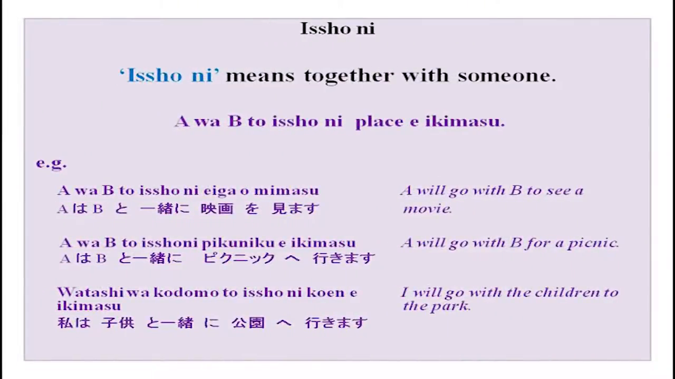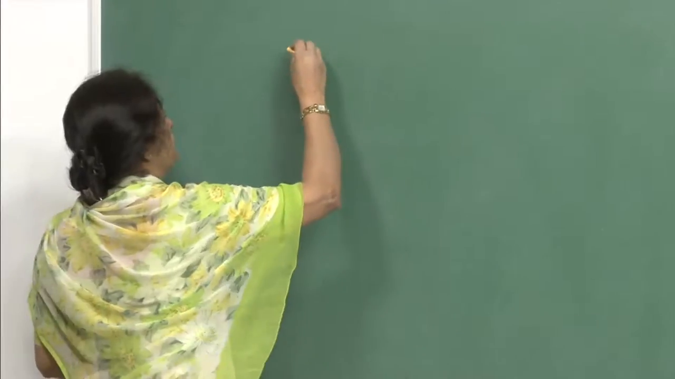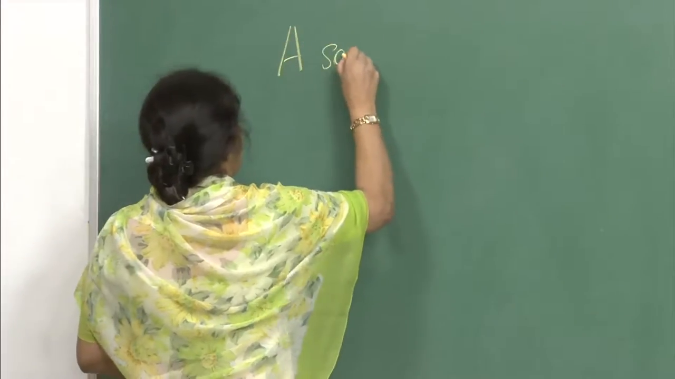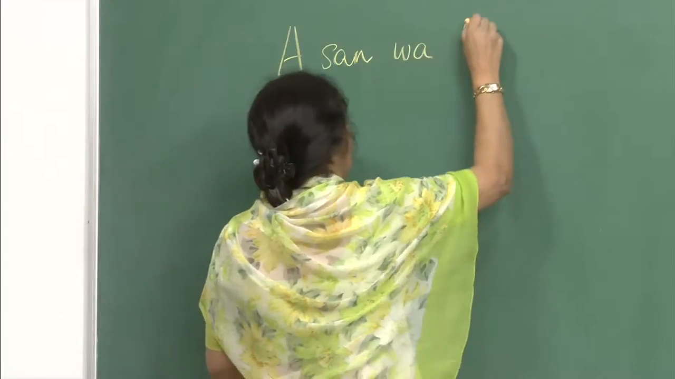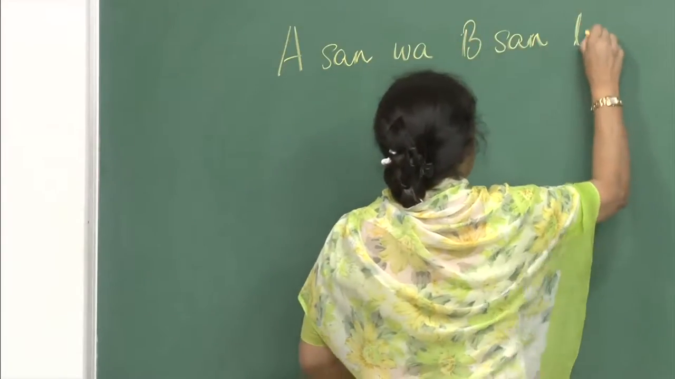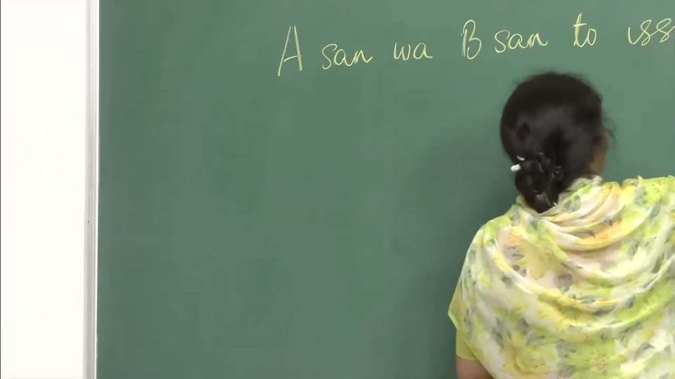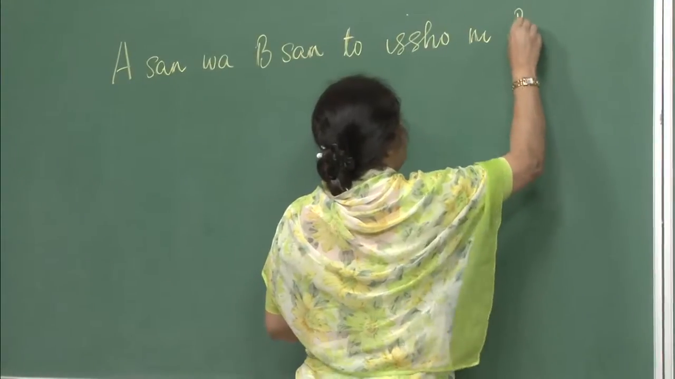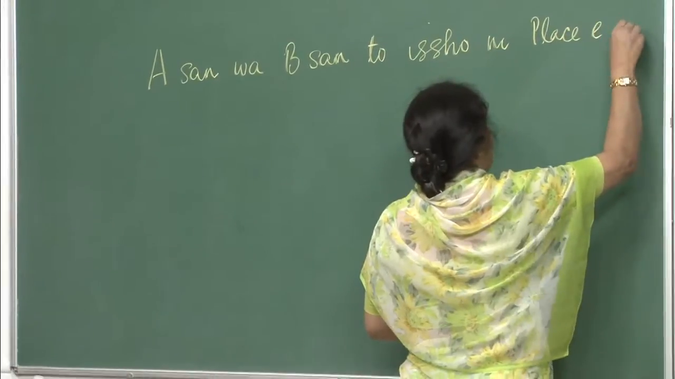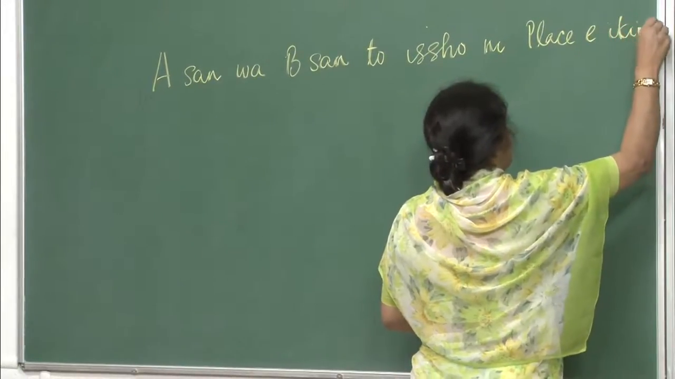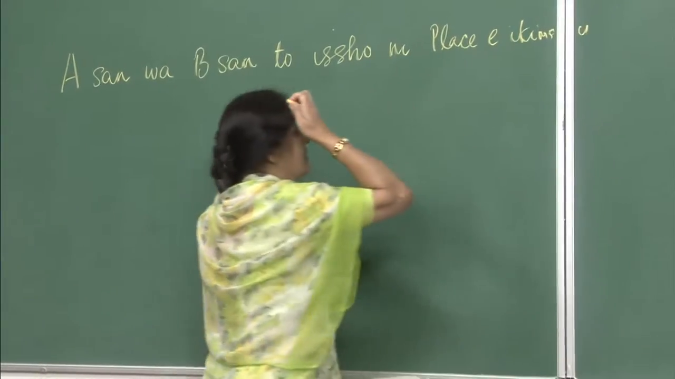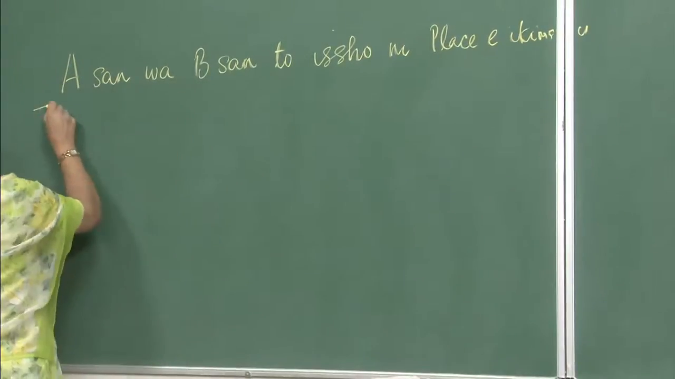Now, there was a word issho ni in the kaiwa. Issho ni means together with, as is given: A wa B to issho ni place A ikimasu. A-san wa B-san to issho ni place A ikimasu.